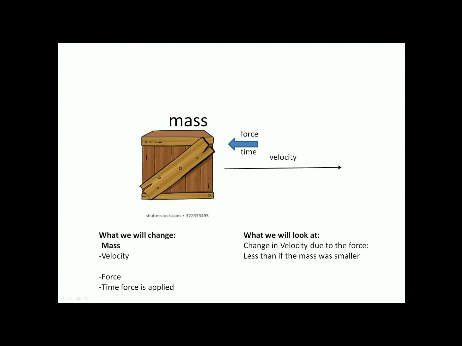Let's say we doubled or increased the mass somehow. How does that change the velocity? And more importantly, how much is that change in velocity relative to when we had a smaller mass? The change in velocity would be less than if the mass was smaller. So back at this situation, if we applied the same force, then the change in this velocity would be greater than if we were in this situation, where the mass is bigger. Okay?